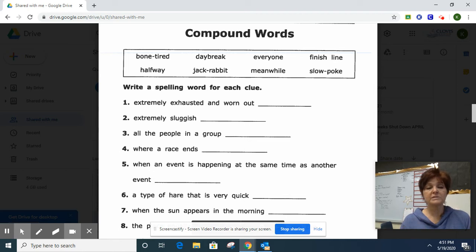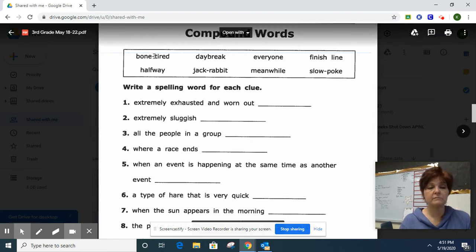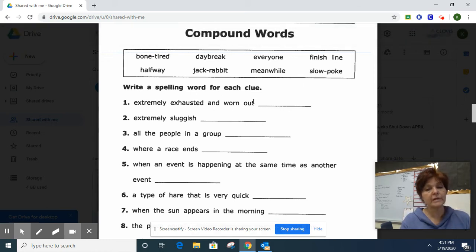So compound words can be written like this with a hyphen in the middle, or they can be written together. And then sometimes they can even be written apart. Like finish line is actually a compound word.